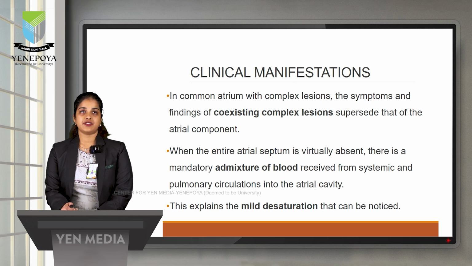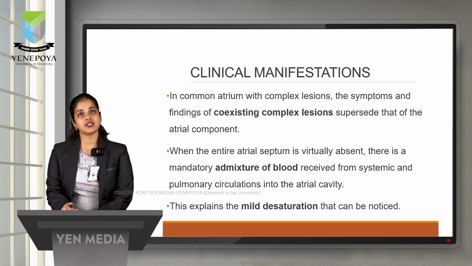Coming to the clinical manifestations, in common atrium with complex lesions, the symptoms and the findings of the coexisting complex lesions will supersede that of the atrial component. So if the common atrium is associated with any complex lesions, the symptoms of the complex lesions will be presented. And when the entire septum is virtually absent, there is a mandatory admixture of the blood which is received from systemic and pulmonary circulations into the atrial cavity.